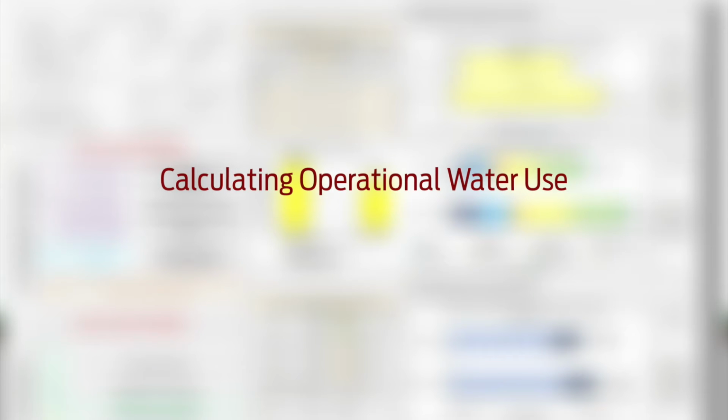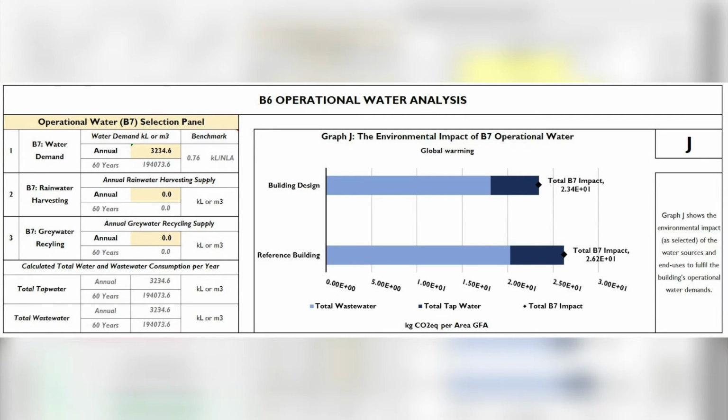Calculating operational water use. The operational water selection panel is used to calculate the environmental impact of life cycle stage B7. There are three inputs: annual water demand, annual rainwater harvesting supply, and annual grey water recycling supply. The annual water demand is a figure that you must calculate separately. However, if you do not have this information, LCA Quick does provide benchmark values in units of kiloliters per net lettable area per year. The rainwater harvesting and grey water recycling supplies must also be calculated separately of LCA Quick and entered here.